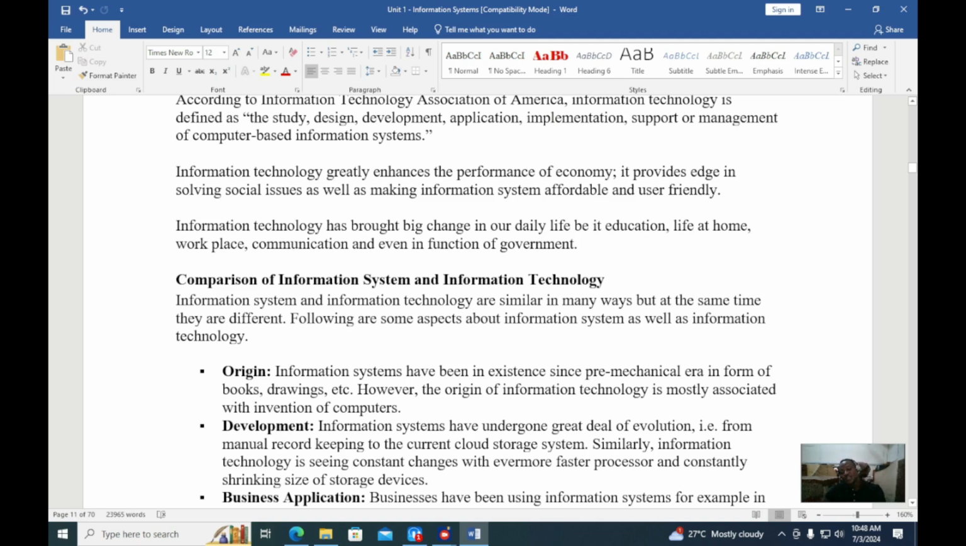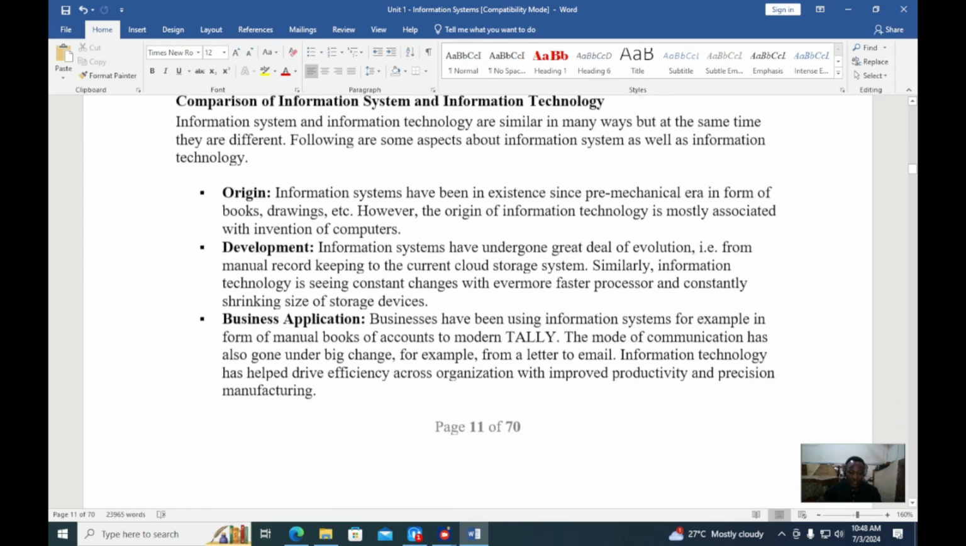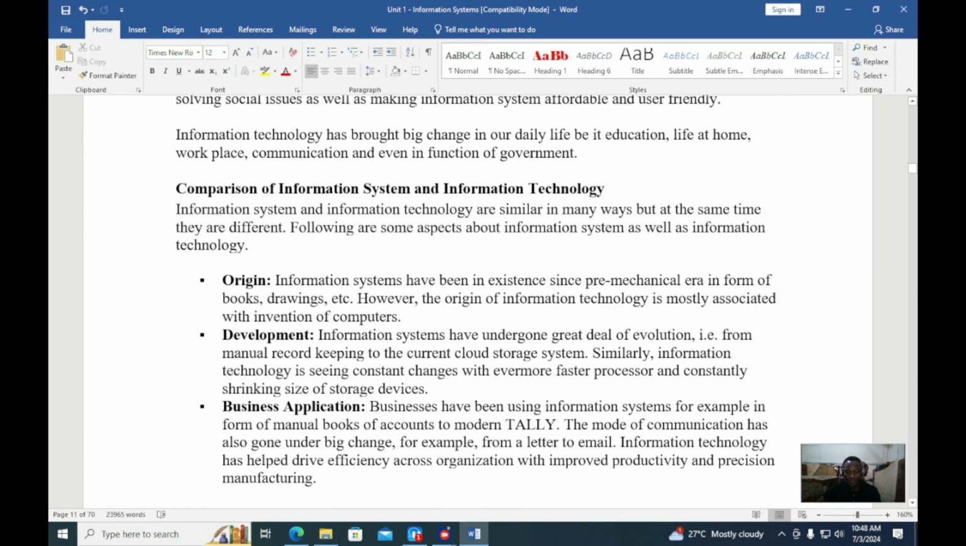So regardless of the similarities that we have in information technology and information systems, we have other aspects of information systems that are not in information technology. Okay, they are similar in many ways, but at the same time they have differences. Information technology is similar in so many ways with information systems, but they have their own differences. So let's look at some of the aspects of information systems and information technology.